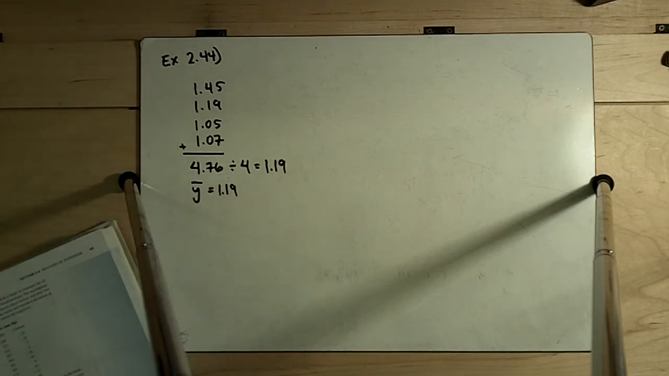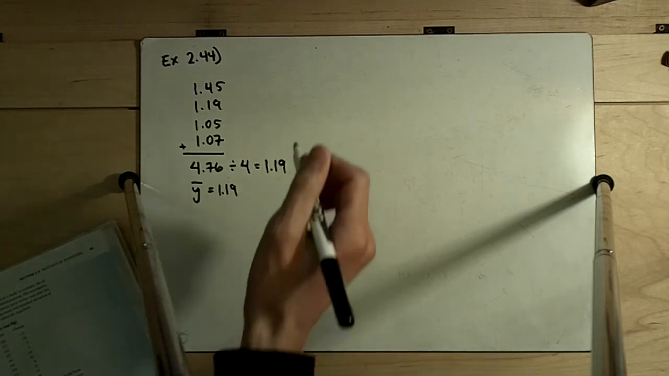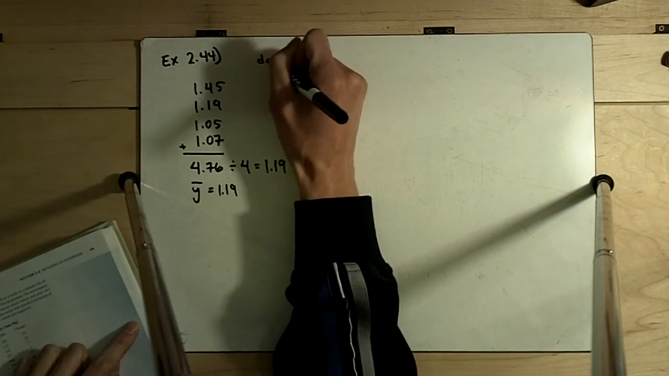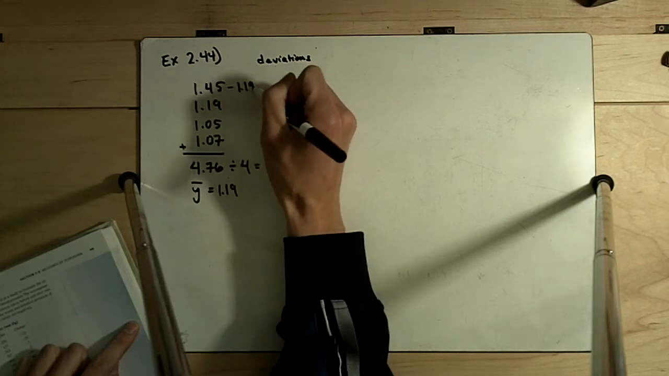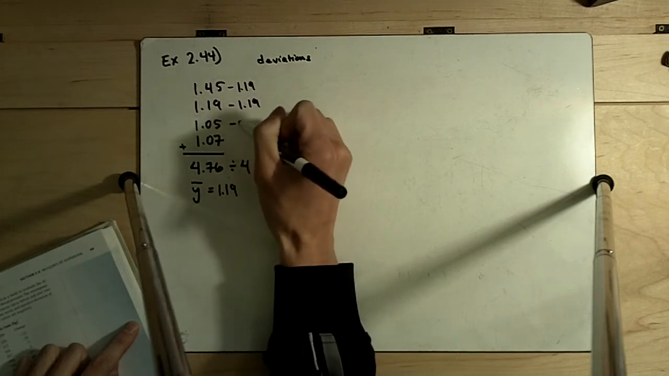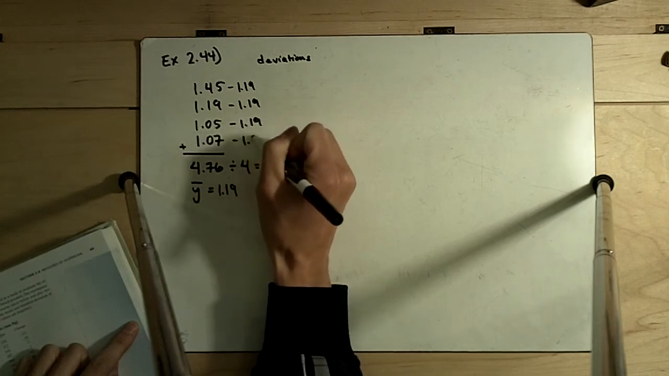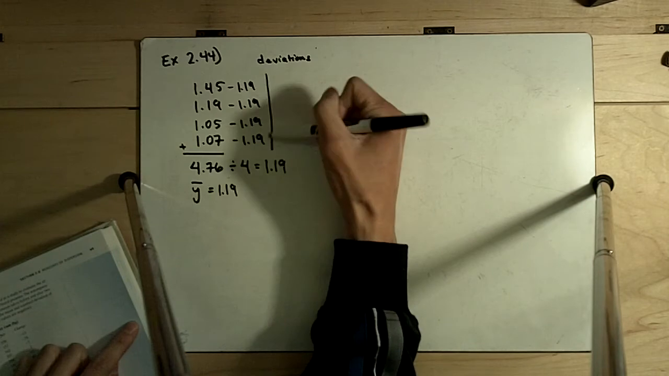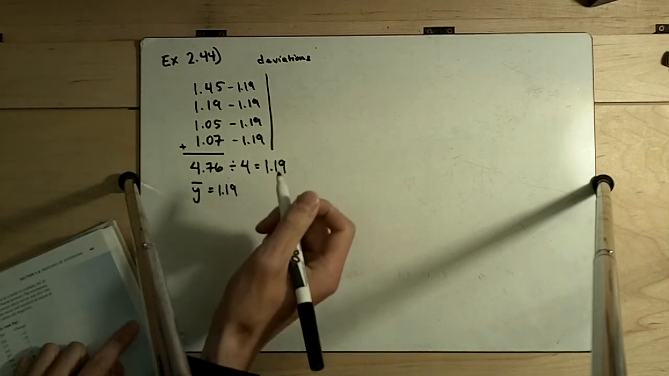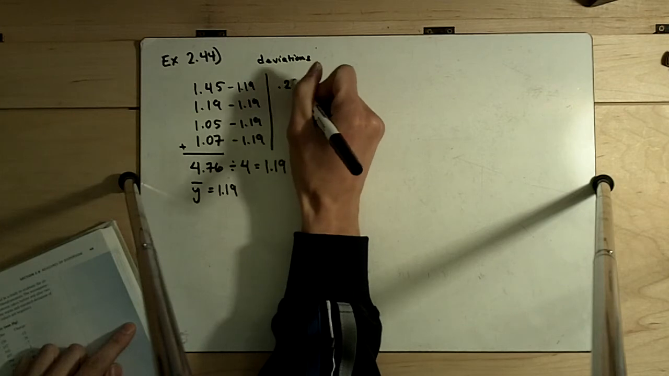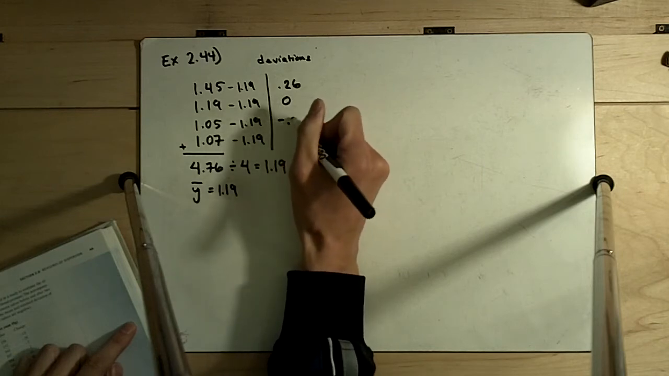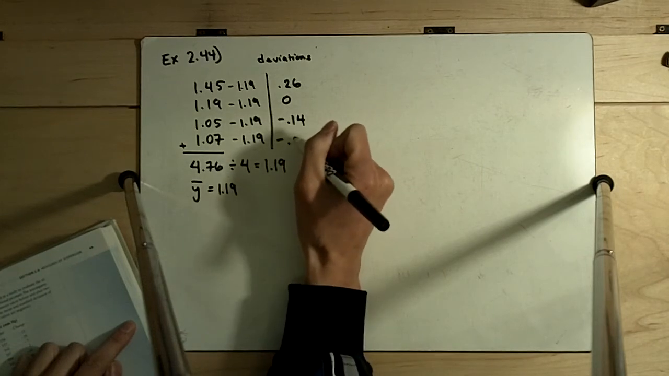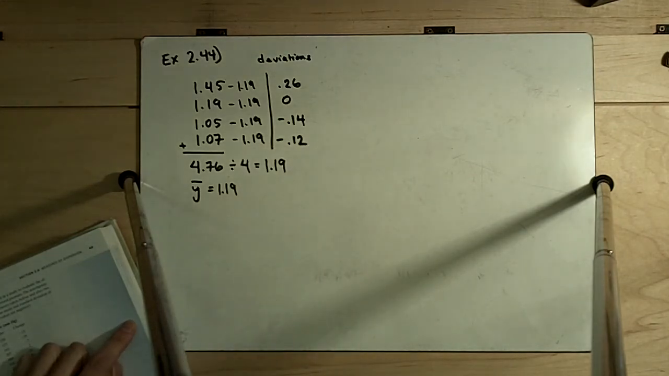Okay. Now to find the standard deviation, first we have to find the deviations. That's simply we subtract 1.19 from all of these values. Okay, and when we do that, 1.45 minus 1.19 is 0.26. This is 0. This is negative 0.14. And this is negative 0.12.